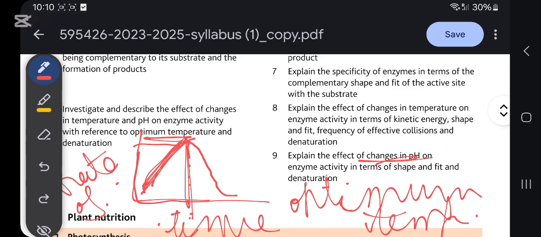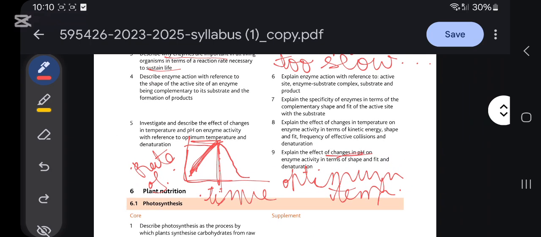But the thing is that you should remember any change in pH, low or high pH, denatures the enzyme. I'm going very fast because this is revision. Any change in temperature: lower temperature does not denature the enzyme, but only higher temperature denatures the enzyme. But lower pH and high pH both will denature the enzyme. Okay, I hope you got this.